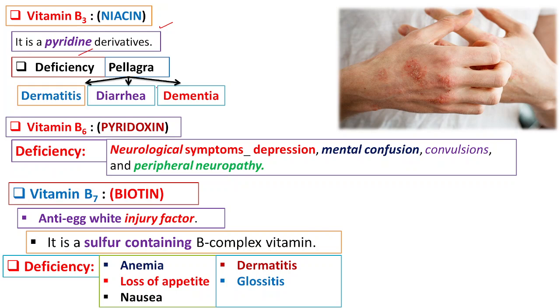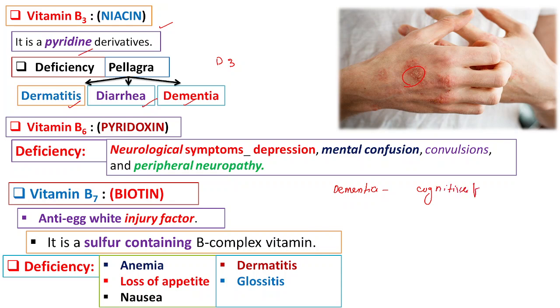Its deficiency leads to D3. What do you mean by D3? First it is dermatitis. This type of skin condition will occur. Next one is diarrhea, and finally dementia. So what is dementia? Here is one term we need to know. Dementia is characterized by a loss of cognitive function, right?